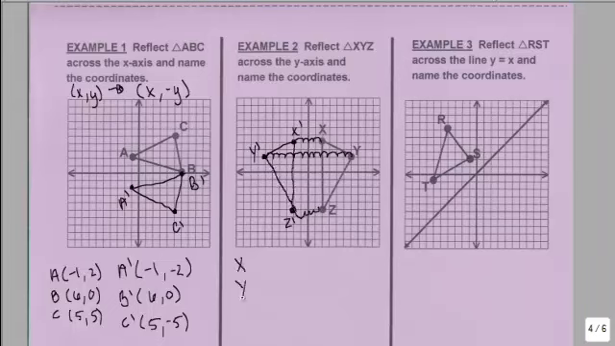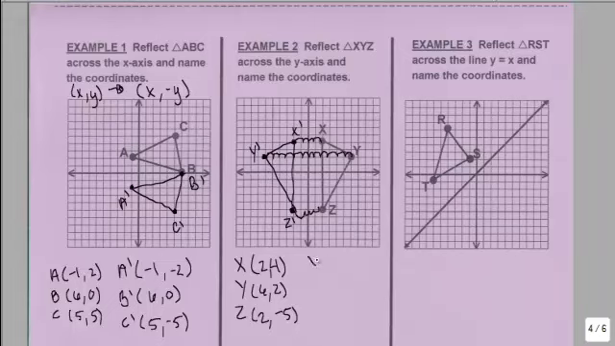So x, y, and z, all of the originals. X is at 2, 4. Y is at 6, 2. And z is at 2, negative 5.